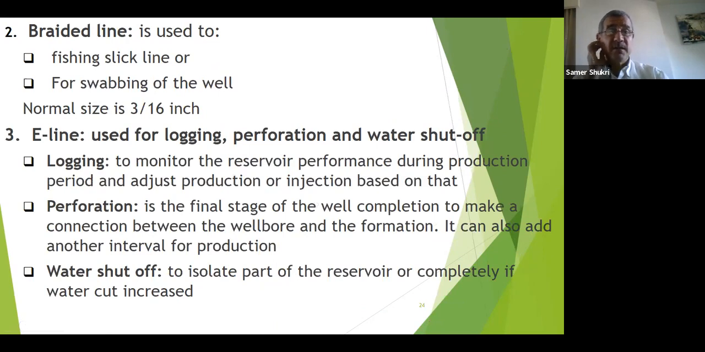The second type we call braided line. Braided line, we can use it for fishing slick line or swabbing the well. The main size is 3/16 inch. We have electric line. Here we have three main operations that we can do with it: logging, perforation, and water shuttle. Logging is our aim from this course: to monitor the reservoir performance during the production period and adjust production or injection based on that.